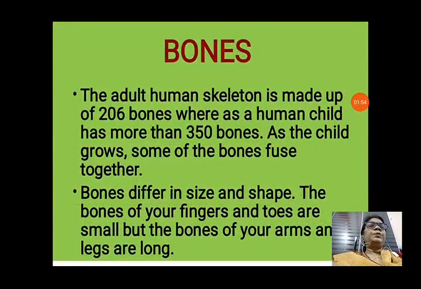Now, bones. How many bones are there? The adult human skeleton is made up of 206 bones, whereas a human child has more than 350 bones. As the child grows, some of the bones fuse together. That's why the number of bones in an adult human is less than in children. Bones differ in size and shape. It is not necessary that all the bones are the same size and shape. They differ in shape and size according to their place. Bones of our fingers and toes are very small, and bones of your arms and legs are long. Some bones are long and some bones are short.